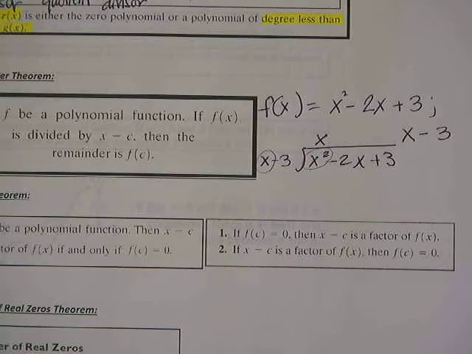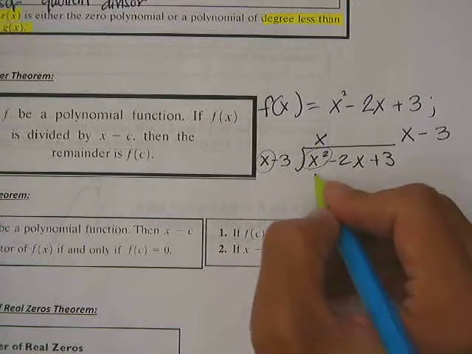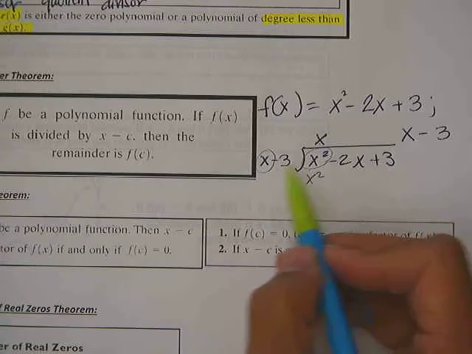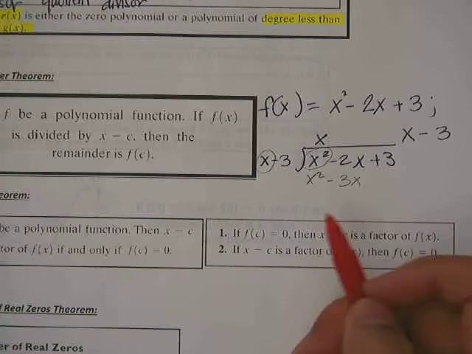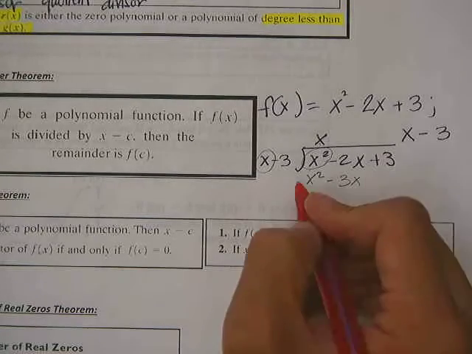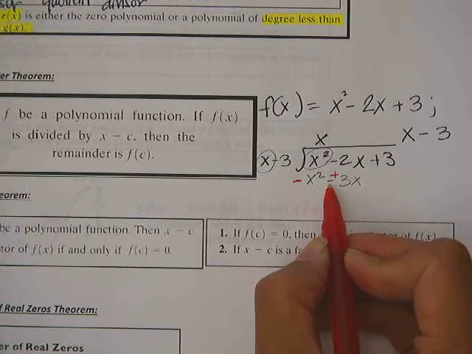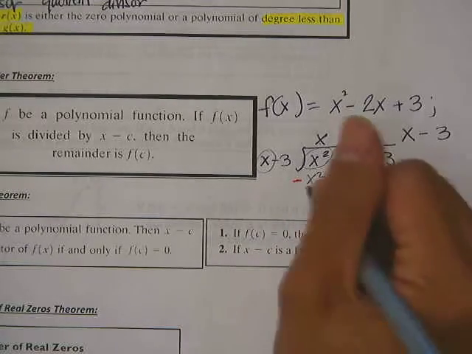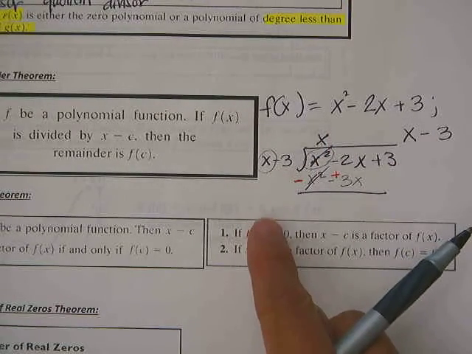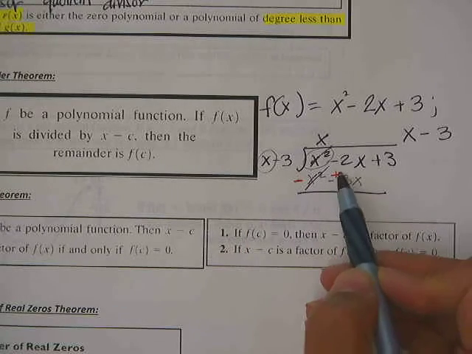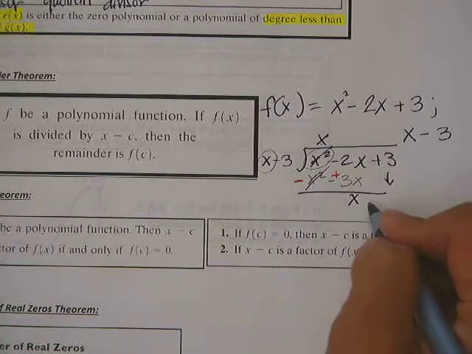Once you have gotten something on the top, you multiply it back. X times x is x squared. X times negative 3 is negative 3x. But this is not it. Once you have written something here, you change your sign. If it used to be a plus, you change to negative. If it used to be negative, you change to plus. So now you combine them. The first two terms will always cancel. Now I have a negative 2 and a positive 3x, so I'm going to end up with a positive x. Bring down my positive 3.